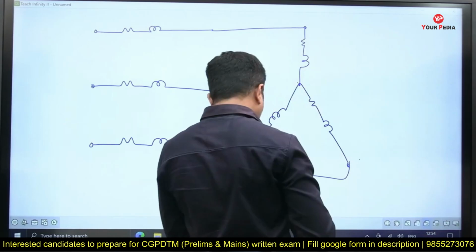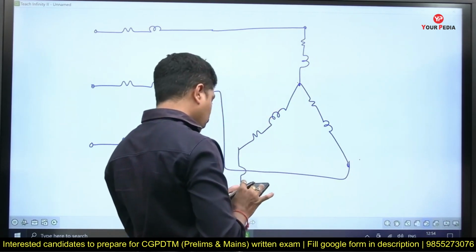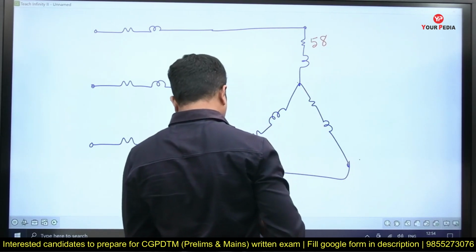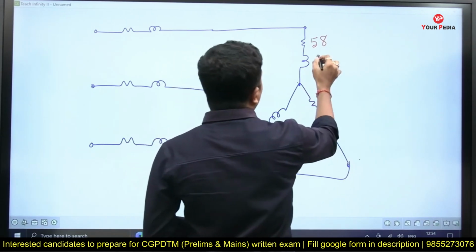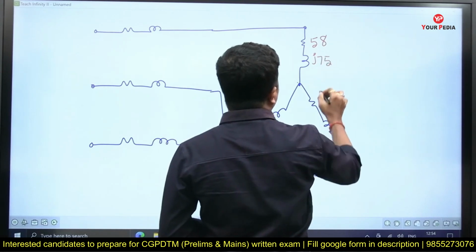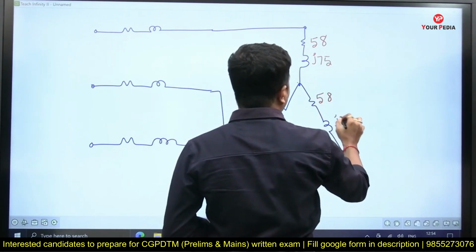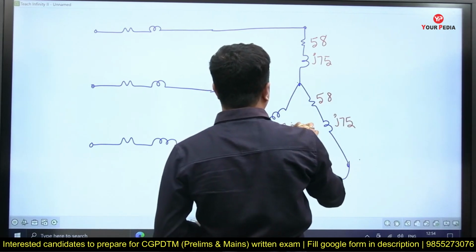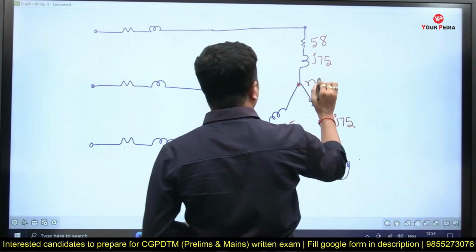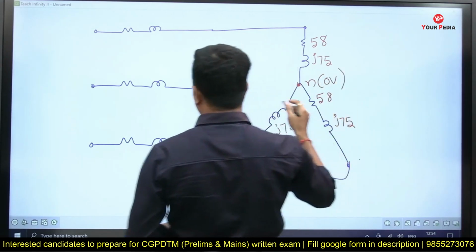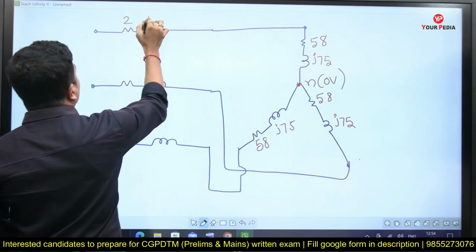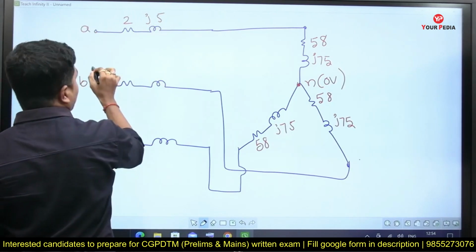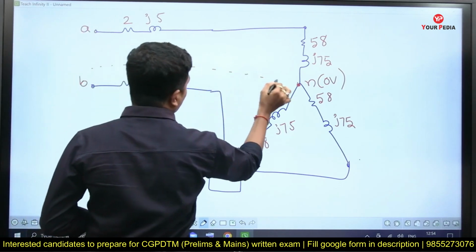So 174 by 3 is 58, and 225 divided by 3 is J75. So this is 58 plus J75, and this is neutral. As it is balanced, neutral will be at 0 volts. This is 2 plus J5, phase A, phase B, phase C. So this particular point is neutral.